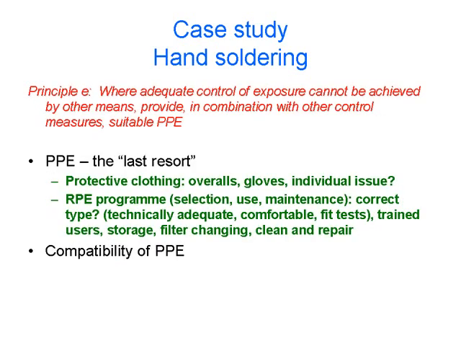Principle E, where adequate control of exposure cannot be achieved by other means, to provide in combination with other control measures suitable personal protective equipment. PPE. PPE is the last resort. Look at protective clothing, overalls, gloves and individual issues. Respiratory protective equipment programs, the selection, use and maintenance. Is it the correct type? Is it technically adequate? Comfortable? Have you conducted fit tests? Trained users? The storage, filter changing and the clean and repair of RPE. And is the PPE compatible?